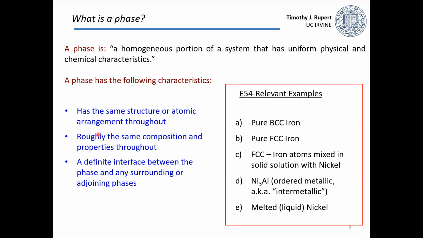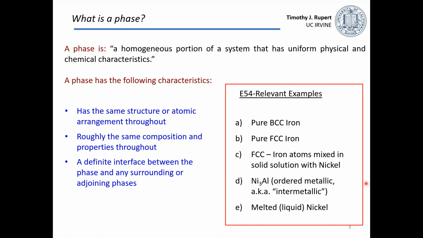Now that "roughly" comes about from, for example, if we look at a solid solution, you can, of course, if you zoom in enough and find an individual atom or ion, that's going to be different than the atom next to it. But the point is if you look at some representative collection, so maybe you look at 100 atoms, then you're going to always see the same composition and properties. And the final characteristic we want to talk about is that you should have a definite interface between the phase you're talking about and any surrounding or adjoining phases.